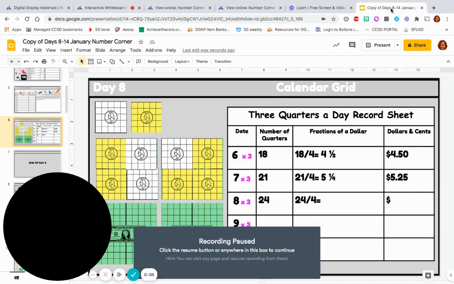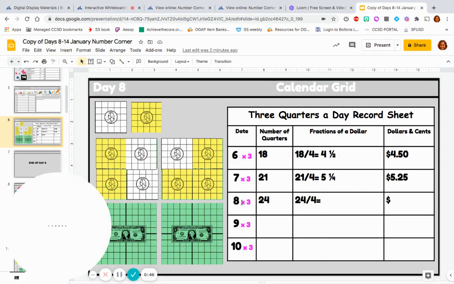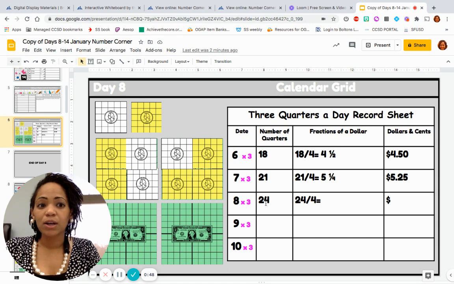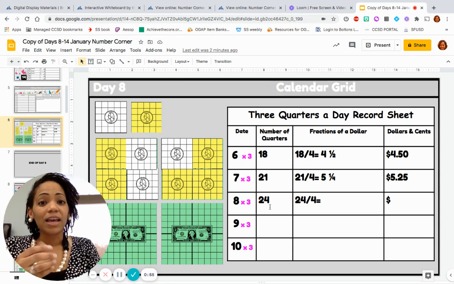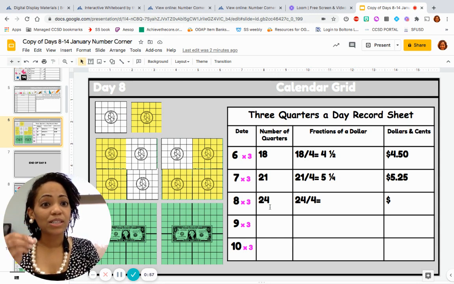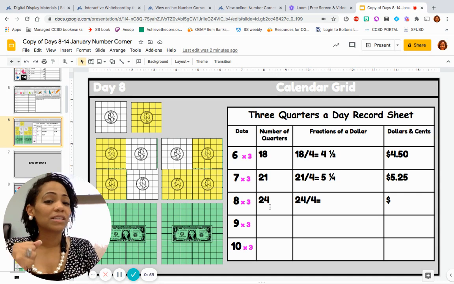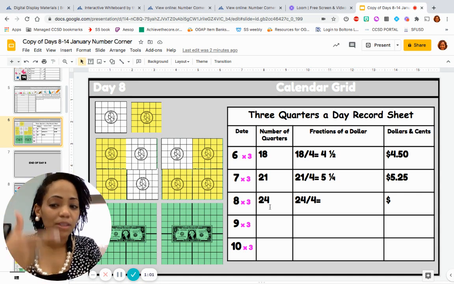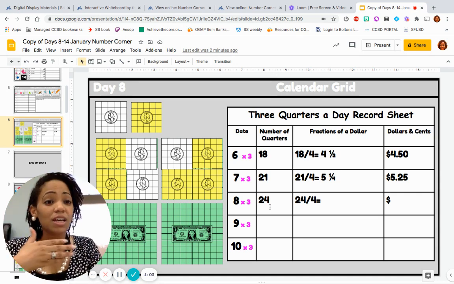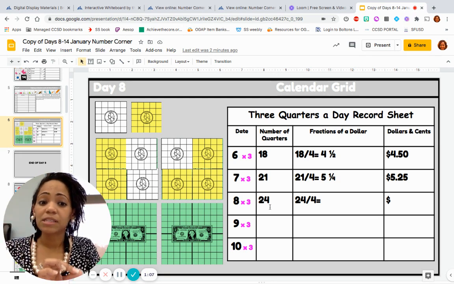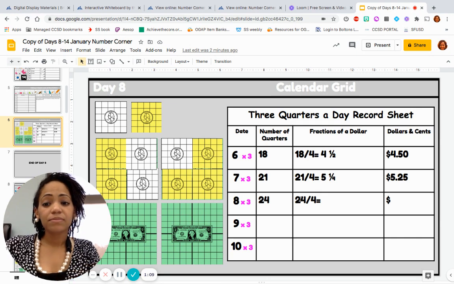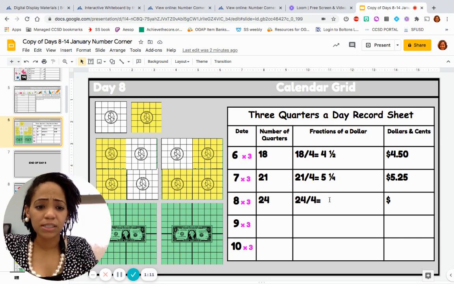So since it is day 8, we now have 24 quarters because every day I'm collecting 3 quarters. So 8 times 3 is 24 quarters. And each time I'm collecting 3 quarters, it's 3/4 of a dollar. So I'm essentially adding 3/4 plus 3/4 plus 3/4 plus 3/4. I'm adding 3/4 8 times, or I could say 8 times 3/4, which is going to give me 24 fourths.